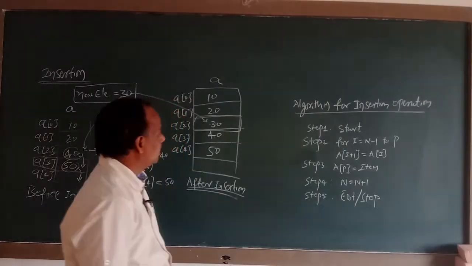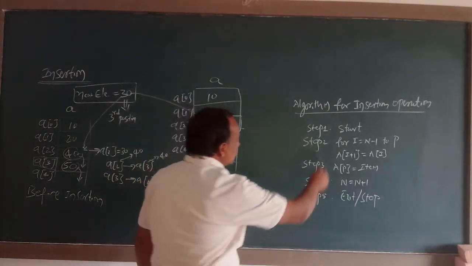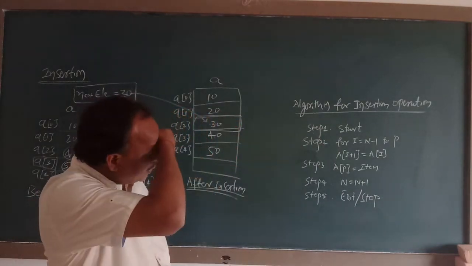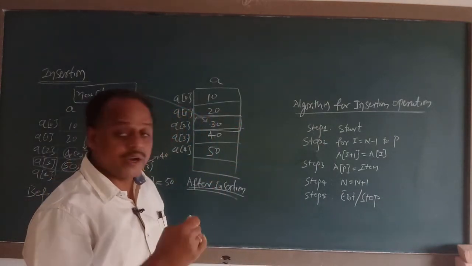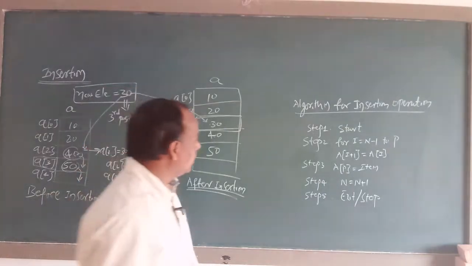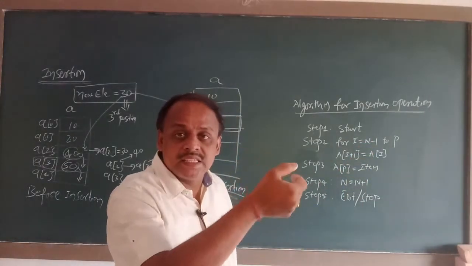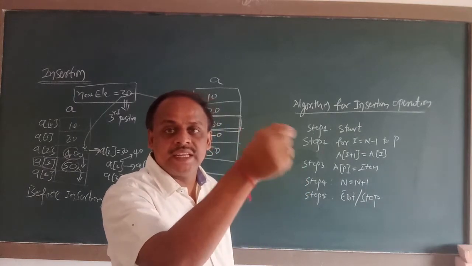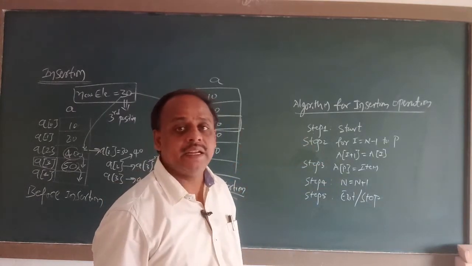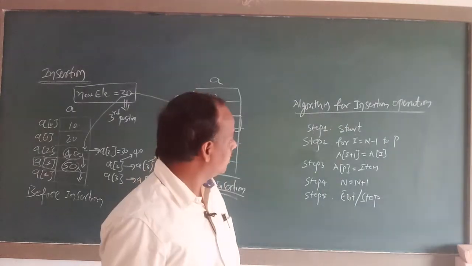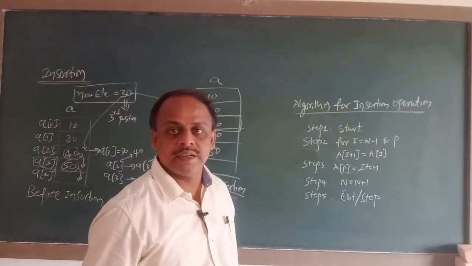See here, first step is start, second step is for I equal to n minus 1 to P. Here n is nothing but number of elements in the array, P is the position where a new element is to be inserted. Right? N is the number of elements, P is the position where new element is going to be inserted.